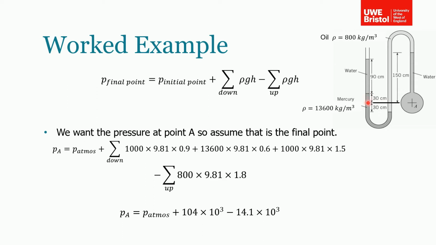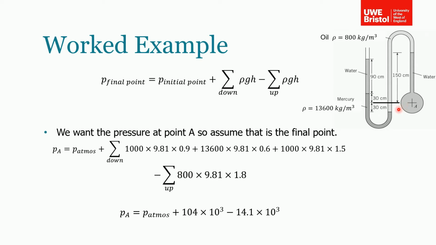Then we have this head of mercury, which is 60 centimetres, so it's 0.6 times g times the density, but just be careful to make sure you get the right density. So it's the density of mercury here, which is 13,600. Then we come around this bit. Now here we have an up term, so we're going from this level up to this level, which if you add that 30 centimetres onto this 150, is 180 centimetres.